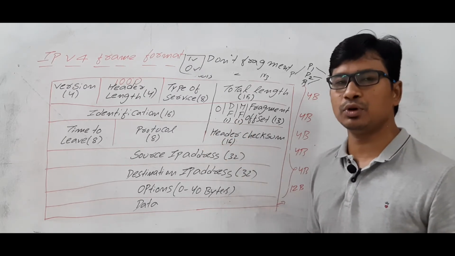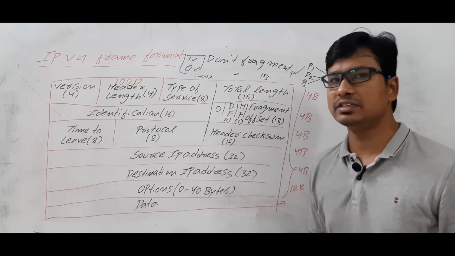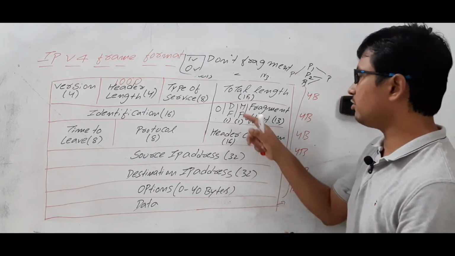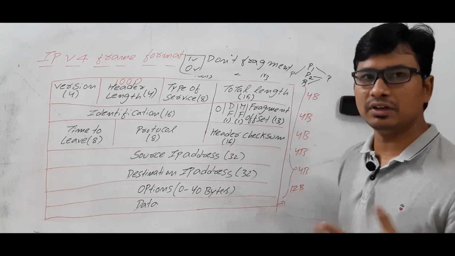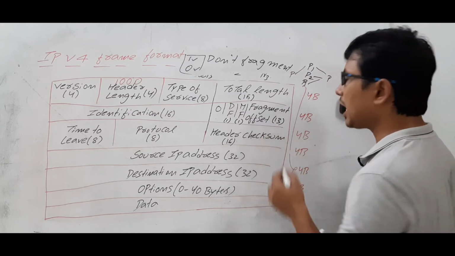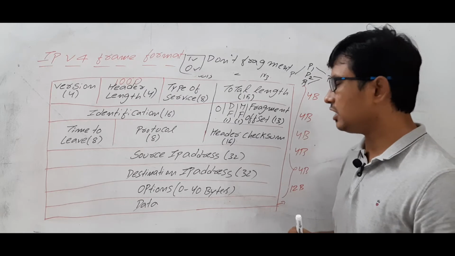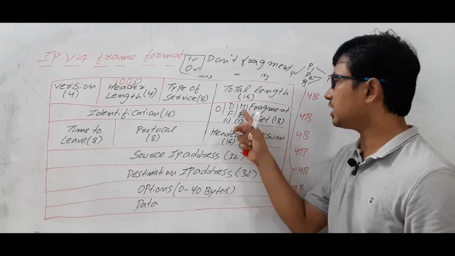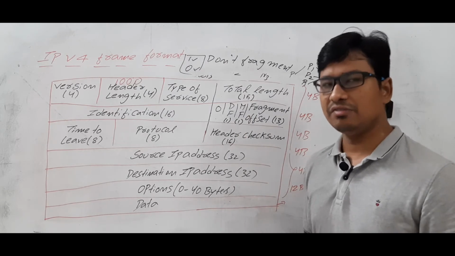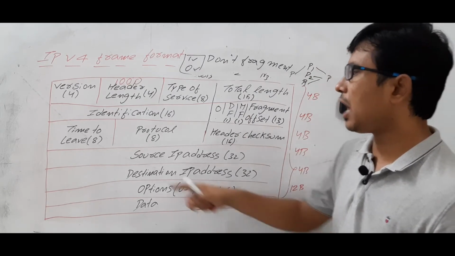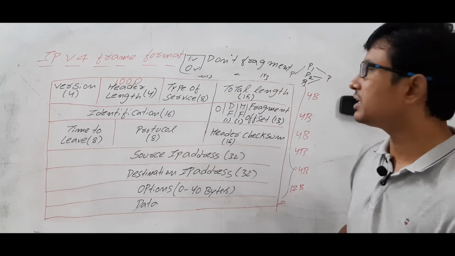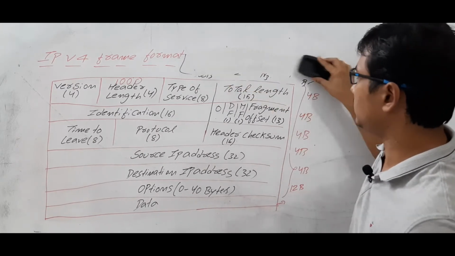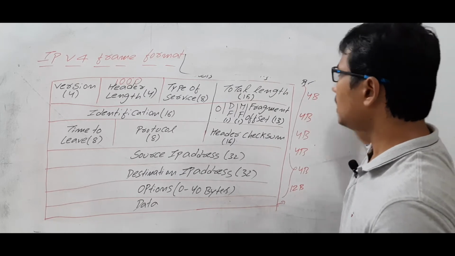When I am discussing the fragmentation concept, I will discuss what is the use of the more fragment bit. But however, it will be useful when you are doing the fragmentation. Even the fragment offset, which is 13 bits, I will discuss much about the fragment offset and more fragment when I am discussing the fragmentation. And you have time to live, which is 8-bit information. You can ask me what is the use of the time to live.